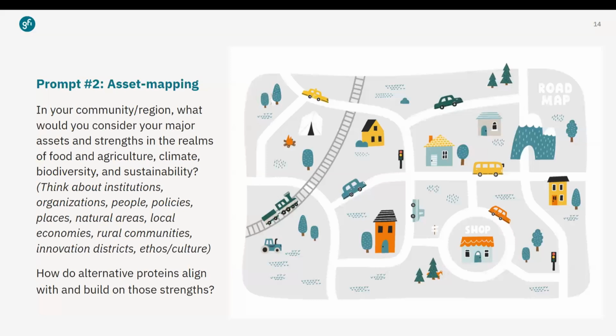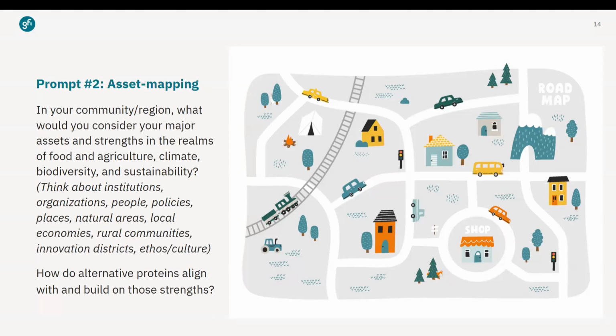So we're going to do a little bit now of asset mapping. All of you live in communities that have gobs and gobs of assets. And when we're talking about assets, we're talking about all sorts of things: institutions and organizations, people, places and policies and practices. We're also talking about rural communities, urban communities. Some of those have innovation districts in them. We're talking about even softer, less tangible things like your ethos and your culture.